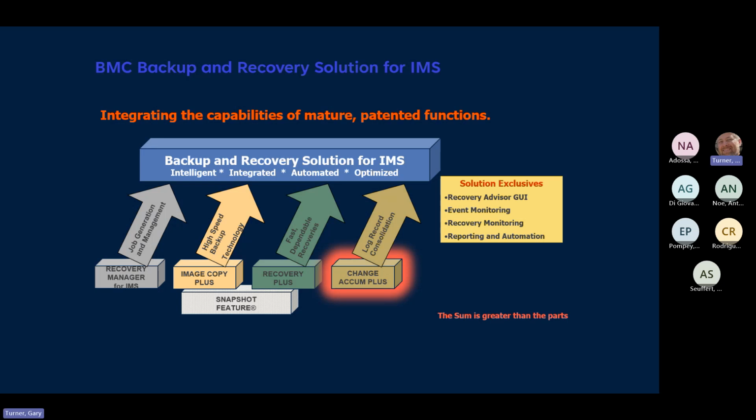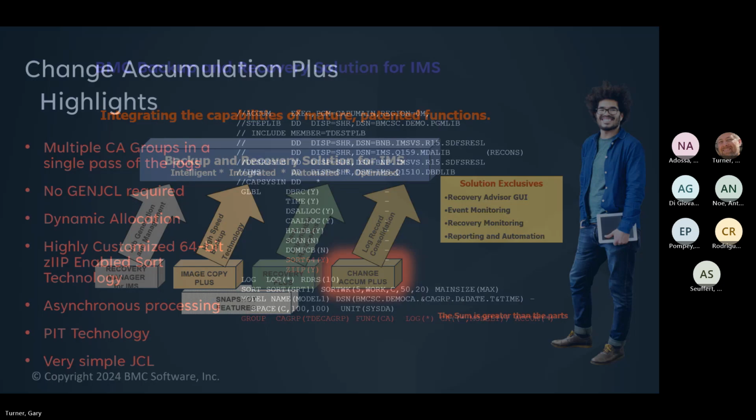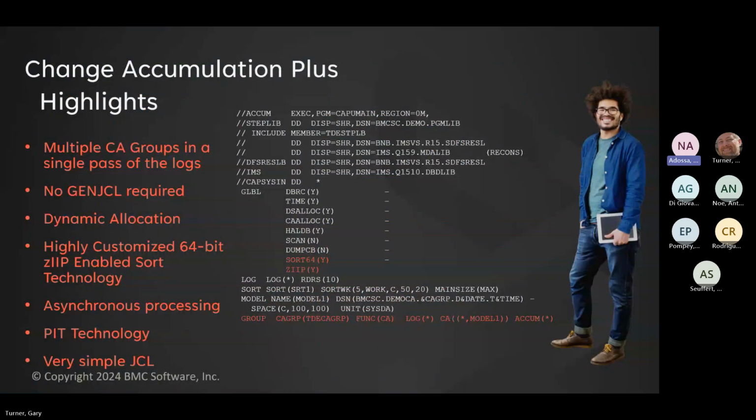Do you run change accumulation at all? Yeah, change accumulation is run. Okay, are you using IBM change accumulation? Okay. The good thing about our change accumulation is you can do multiple CA groups with only one pass of the logs. With the out-of-the-box IBM stuff, you're only doing one change accumulation group per log pass. So that's a huge time saver. You don't have to do a Gen JCL.